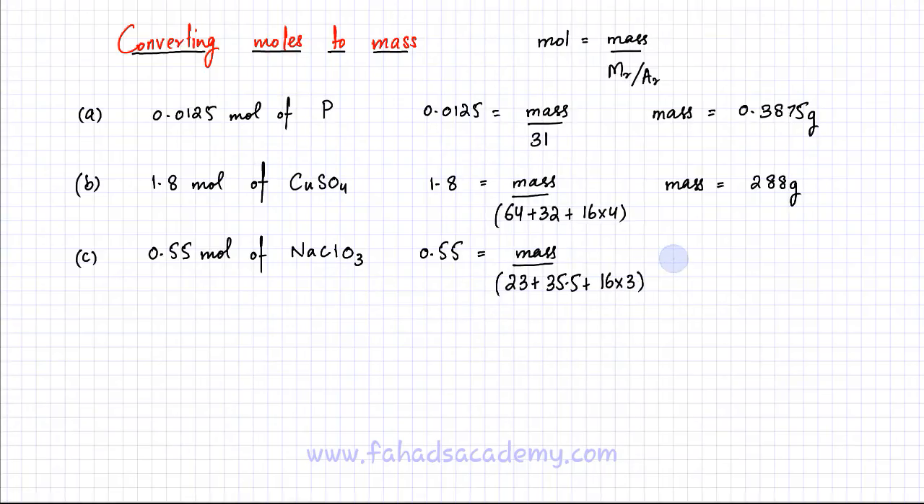So the mass would be 0.55 multiplied by the sum of all of this, which would be the MR. So it's 0.55 multiplied by MR. Do this on your calculator, and it gives you an answer which is equal to 58.575 grams. So that's part C, and let's do one more example.